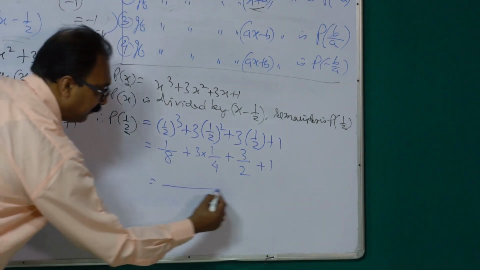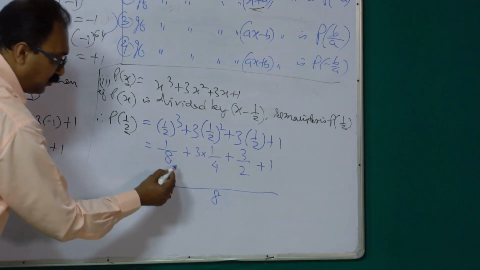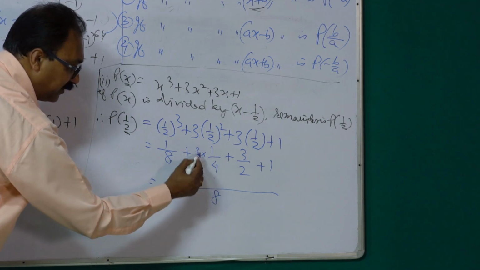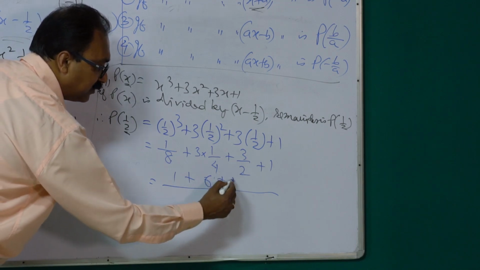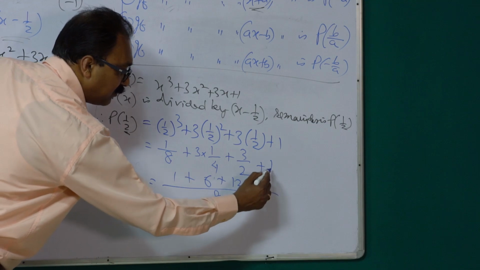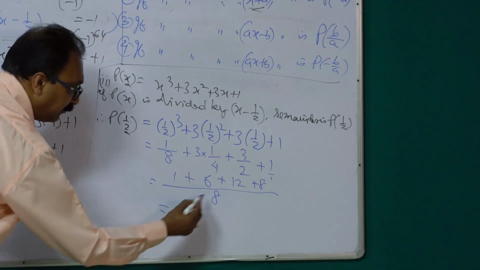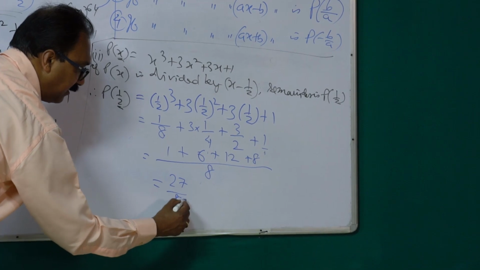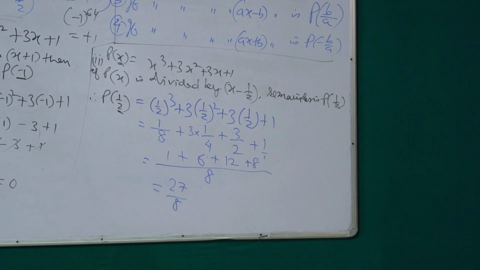So what will be the LCM? 8, 4, 2, definitely 8. So 8 1s are 8, so 1 1s are 1. 4 2s are 8, so 2 3s are 6. Plus 2 4s are 8, 4 3s are 12. Plus, there is denominator 1, so 1 8 is 8. Now we add them: 12 plus 8, 20, 26, 27. So 27 by 8 is the remainder. See, the remainder is 27 by 8. In that way, you can find the remainder with the help of the remainder theorem.